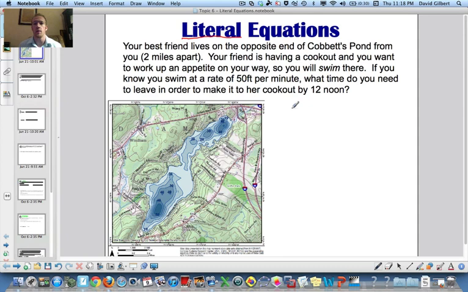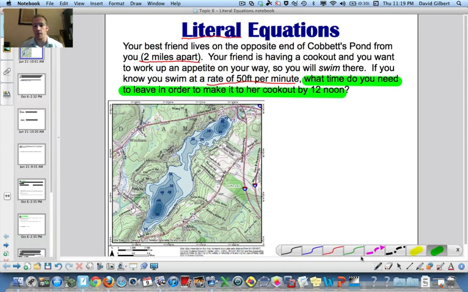Your best friend lives on the opposite side of Cobb's Pond, 2 miles away. Your friend's having a cookout that is starting at noon, or you want to be at the cookout by noon, and you're going to swim there. So you swim at a rate of 50 feet per minute. You know that they live 2 miles apart, and we want to know what time do you have to leave. So what time do you need to leave in order to make it to our cookout by 12 noon? So our final answer is you must leave at such and such a time.